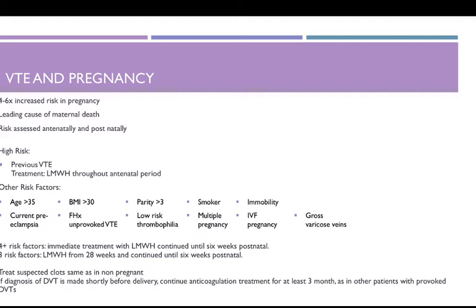There are other risk factors, such as being over the age of 35, having a BMI of 30, having had more than 3 children, being a smoker, being immobile, having current preeclampsia, having a family history of unprovoked VTEs, having low-risk thrombophilia, twin pregnancies, IVF pregnancies, or having gross varicose veins. These are all risk factors for VTE in pregnancy.